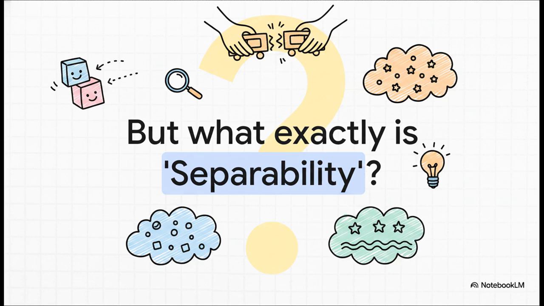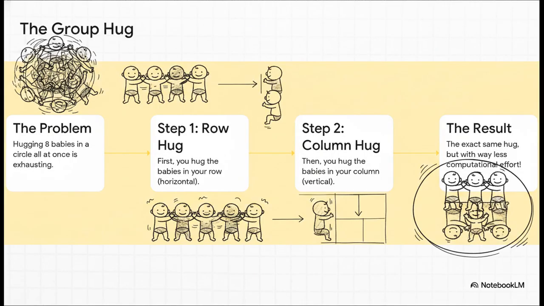Okay, so you might hear a more technical term get thrown around, something like separability, and it just sounds complicated. But don't worry, we've got some baby logic for that too. Think back to our group hugger filter, right? Trying to hug all 8 of your neighbors at the exact same time is, well, it's hard. It takes a lot of energy. Separability is just a clever shortcut. It means you can get the exact same result by doing it in 2 simple steps. First, you just hug everyone in your row. Then, once that's done, you hug everyone in your column. And the result? The exact same perfect group hug, but with way, way less work for the computer.